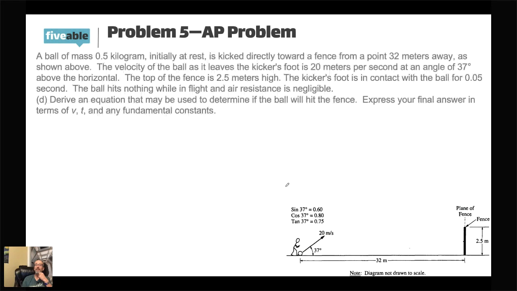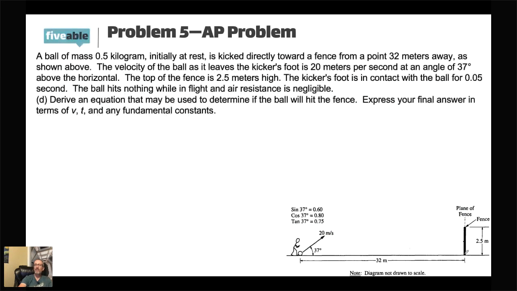The next question that they're going to ask is, derive an equation that may be used to determine if the ball will hit the fence. So we want to know, what is the height when we are at 2 seconds? So when we have a travel time of 2 seconds, we know that, and that's equal to 2 seconds. They want us to find out what is the equation that we can use to find out if the ball actually hits the fence there.